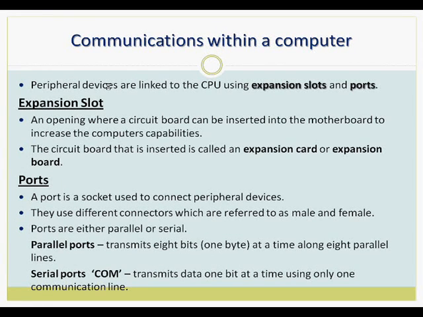Peripheral devices are linked to the CPU using expansion slots and ports. An expansion slot is an opening where a circuit board can be inserted into the motherboard to increase the computer's capabilities. Parallel ports are used to connect devices that send and receive large amounts of data, such as printers and disk drives. Serial ports are used to connect almost any peripheral device, such as a mouse, keyboard, and even some printers. Serial ports are often called COM, short for communication ports.